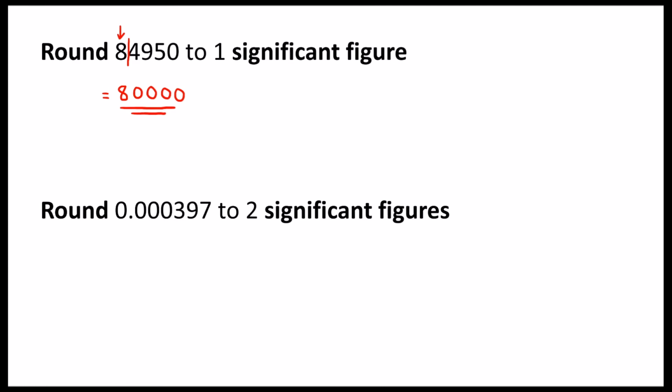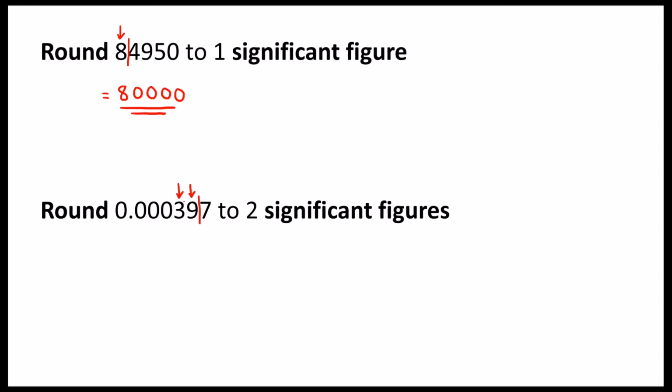In my second example, I'm asked to round 0.000397 to 2 significant figures. In order to do this, I need to find my second significant figure. So my first is going to be the 3, and my second would be the 9. Remember that any zeros at the front of a calculation don't actually add any value to it and therefore aren't considered significant. As before, I need to chop the value off after my second significant figure, and looking to the right I can see I've got a 7.